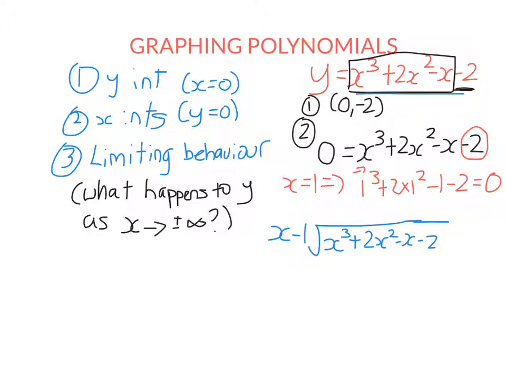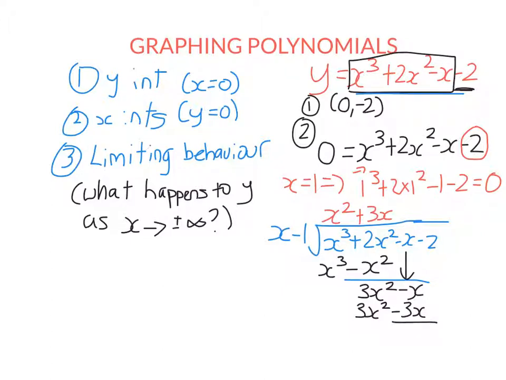How many times does x go into x cubed? Of course, that's x squared. So now I multiply x squared by x minus 1. So x squared times x, and x squared times minus 1. And remember, at each step, you subtract to find the remainder. So 2x squared minus x squared gives me 3x squared. And 3x squared divided by x is 3x. So now I bring down the next term, and I multiply 3x by x minus 1. So 3x times x, 3x times minus 1.